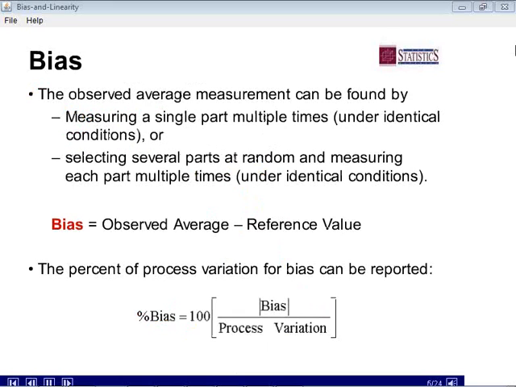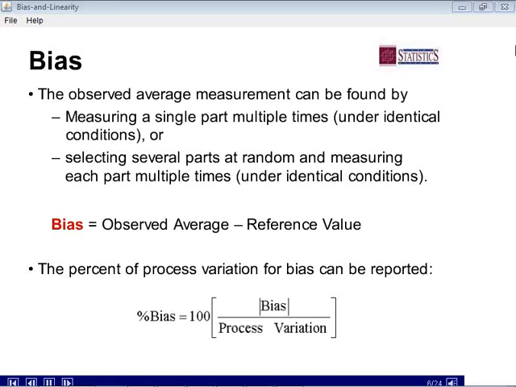The observed average measurement can be found in two ways, depending on what you're trying to measure and what you have. A single part can be measured multiple times under identical conditions, or you can select several parts that are supposed to have the same reference value, selecting them at random and measuring each part multiple times under identical conditions. There are several ways you can do this, but the idea is that the observed average you get should be very close to the reference value. If it's not, then you've got considerable bias. We'll talk about how to measure how far off it is, whether bias is too large, and so forth.